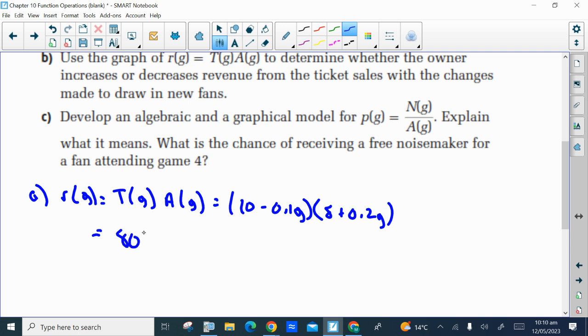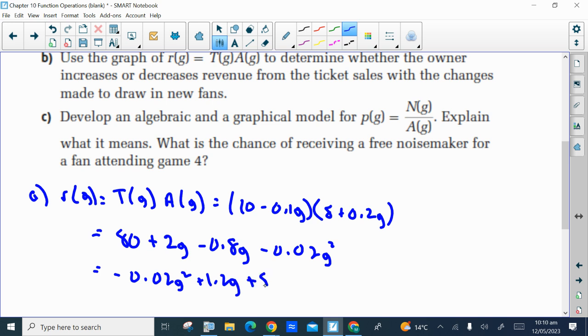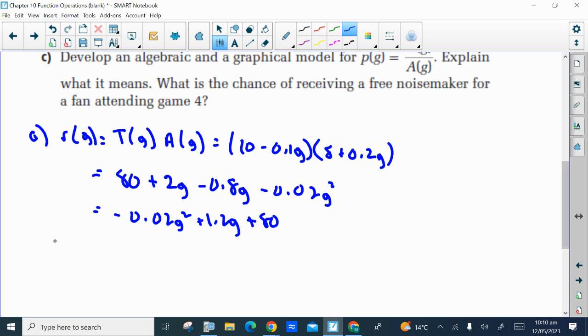You'll get 80 when you multiply the front terms. The outer terms will be plus 2G. The inner terms will be negative 0.8 G. And the last will be negative 0.02 G squared. So this will give us negative 0.02 G squared plus 1.2 G plus 80. And again, this is our revenue function. Right, so that's part A done.